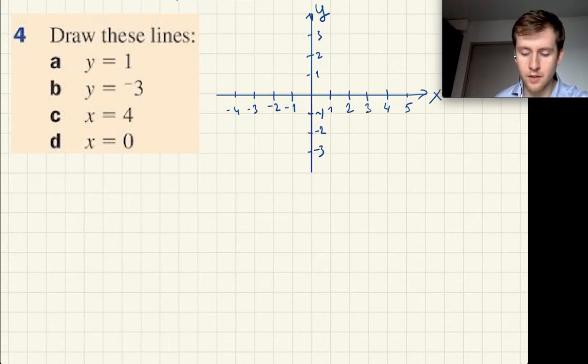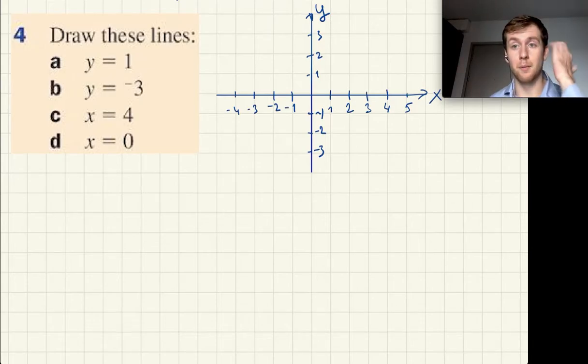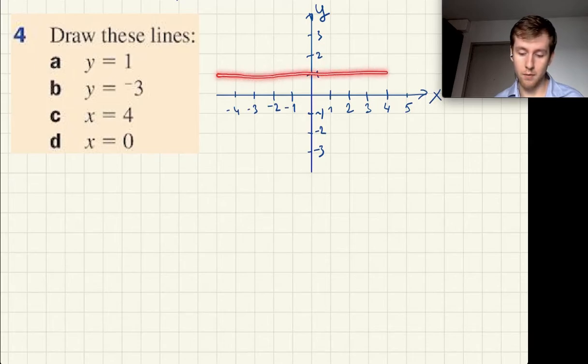And the first line is y equals 1. So we know that y equals 1 is here. But what does it mean? Why is it a line? Well, if you think about it as a line, then you can say that y equals 1 everywhere here. So x can be anything.